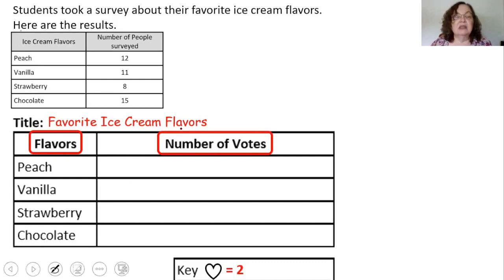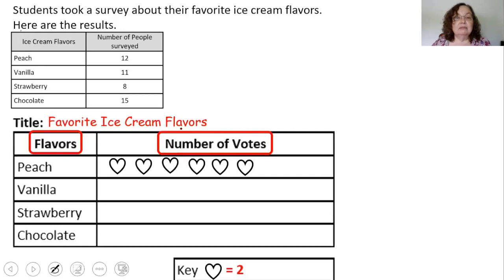So peach has 12. So let's see, if I put 1 heart in it, that means 2, right? So that's 2, 4, 6, 8, and 12. Beautiful. That's how I put my data in. So let's look at vanilla.